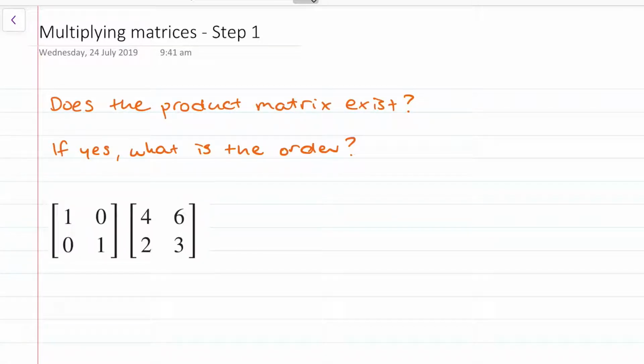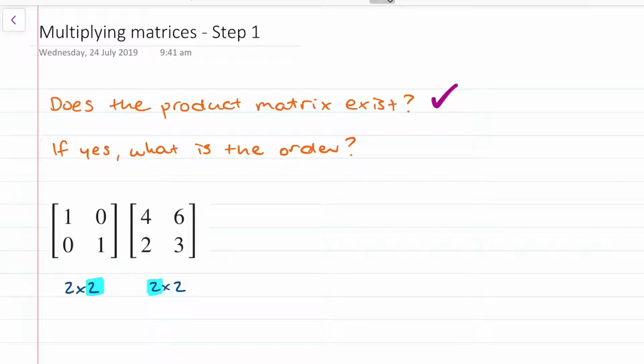To do that, we need to start with identifying the order of the matrices that we want to find the product of. Okay, now the key here, to find out whether the product matrix actually exists, because we can't just multiply any matrix by another, we need to make sure that the column number in our first matrix is the same as our row number in our second matrix. Okay, now it is in this case, which means that yes, the product matrix definitely exists.